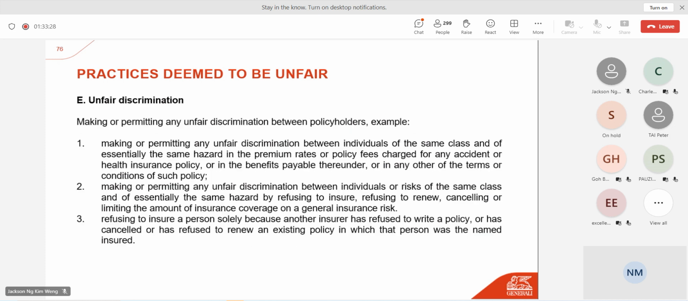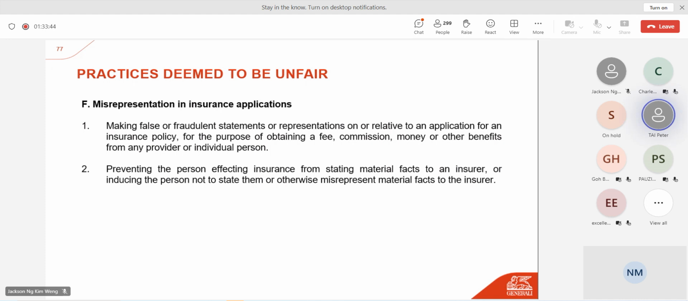Unfair discrimination. I already explained this in detail just now. For certain policies, we are not being unfair, we are just following our underwriting guide. Next. Misrepresentation. Never make a false or fraudulent claim for the purpose of obtaining money, a commission, or any other benefit. If you come to know of this, please inform our compliance, using the compliance email mentioned just now, under the whistleblowing act. Also, do not prevent the insured from stating material facts. Again, all material facts must be made known to the insurance company. Next.